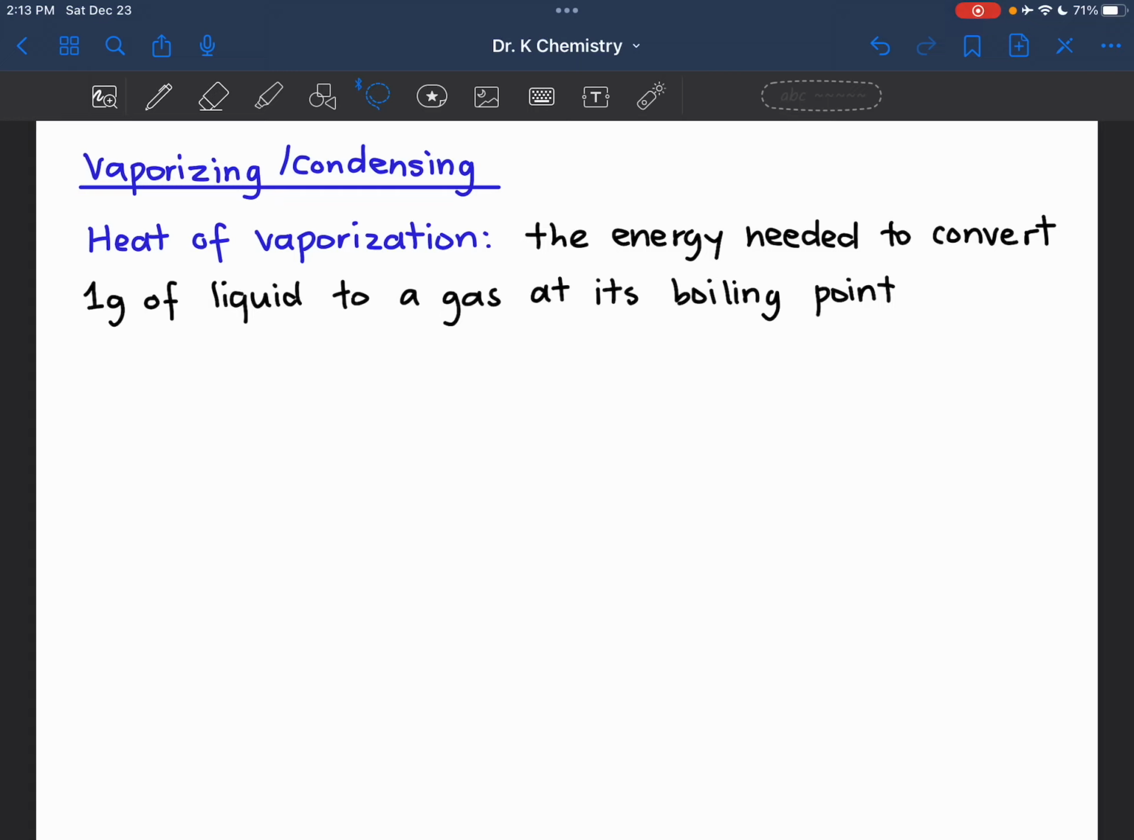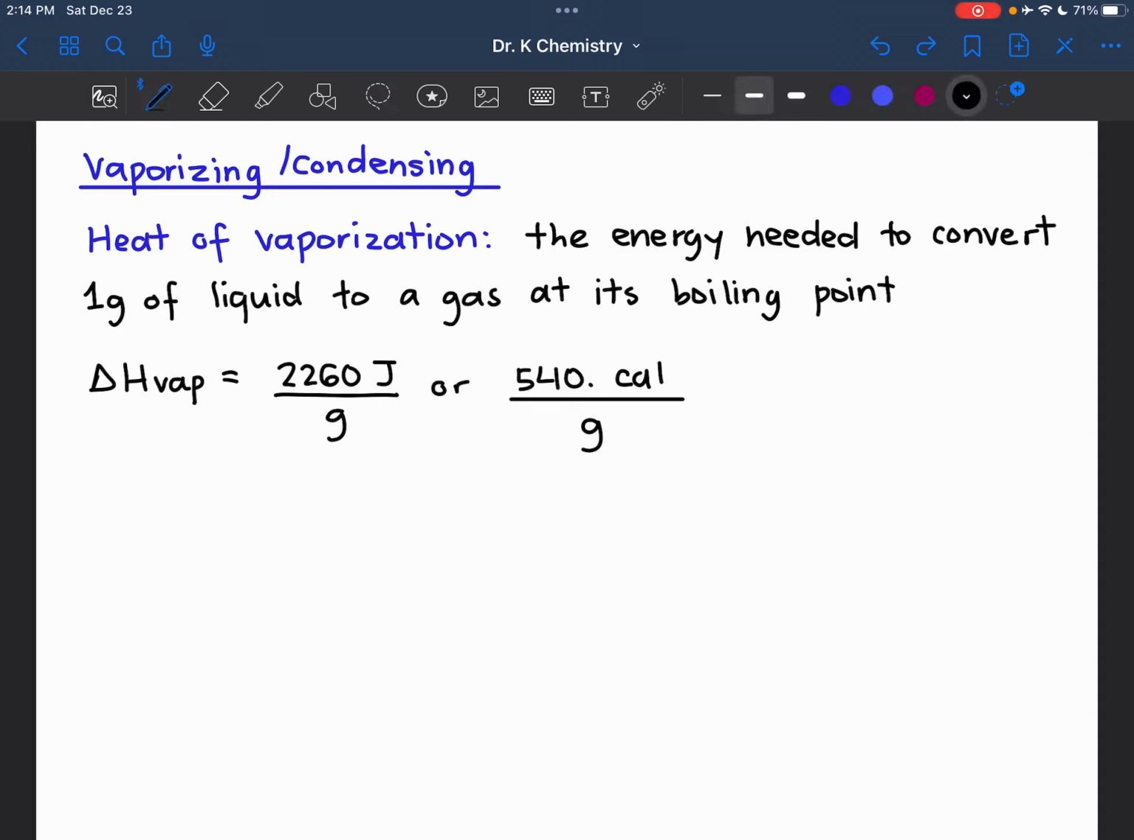So the heat of vaporization is defined as the energy needed to convert 1 gram of a liquid to a gas at its boiling point. So here we are vaporizing the liquid water. And the heat of vaporization is 2260 joules per gram or 540 calories per gram. So which value you use depends on which unit you are interested in when you're doing your calculations. Now, the heat of vaporization can also be used when you're doing condensations because it's the same temperature. It's only a difference in direction.